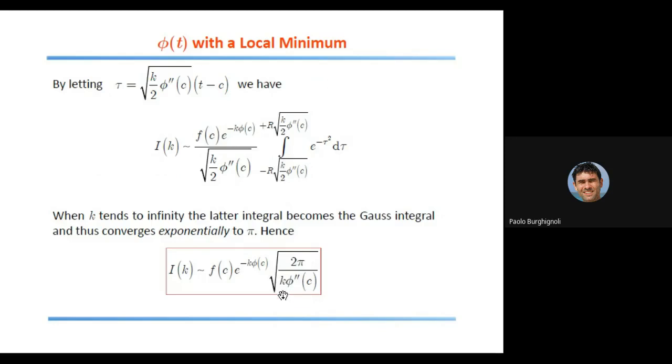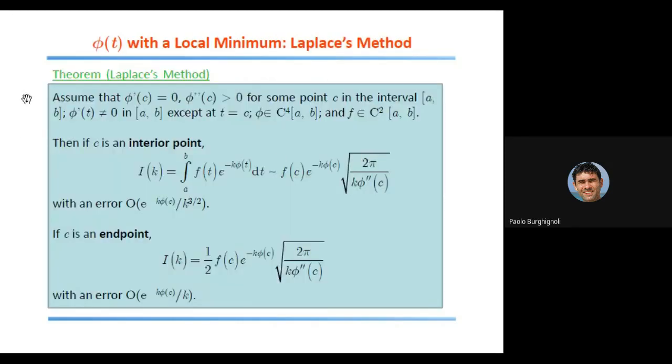So in particular, the dependence on the large parameter, the algebraic dependence 1 over k to 1/2, comes from the change of variables. This is written formally here. This is the so-called Laplace method. If you have a function phi whose first derivative is equal to 0, but the second derivative is positive for some internal point C, and the first derivative is different from 0 at any other point, and your functions are also smooth, for example, phi is of class C4 and f is of class C2, to stay sure, then if C is an interior point, you have the formula we have just described.